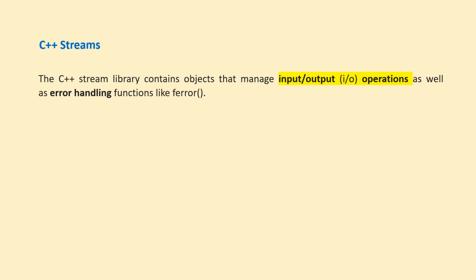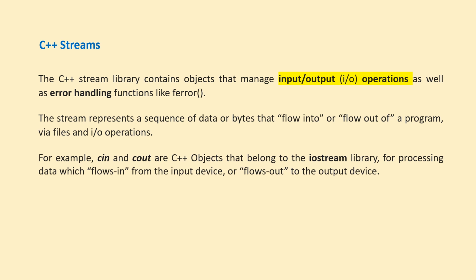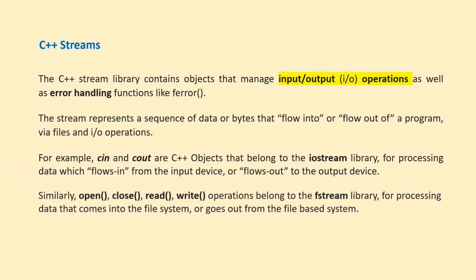What are C++ streams? The C++ stream library contains objects that manage input or output operations, as well as error handling functions like the ferror function. The stream represents a sequence of data or bytes that flow into or flow out of a program by way of files or I/O operations. For example, cin and cout are C++ objects that belong to the iostream library for processing data which flows in from the input device or flows out to the output device. Similarly, the open, close, read, and write function operations belong to the fstream library for processing data that comes into the file system or goes out from the file-based system.